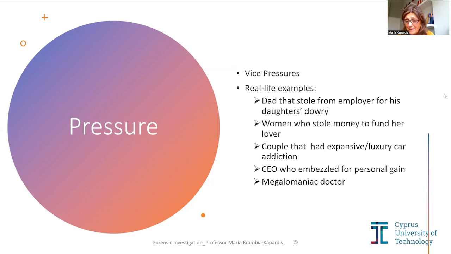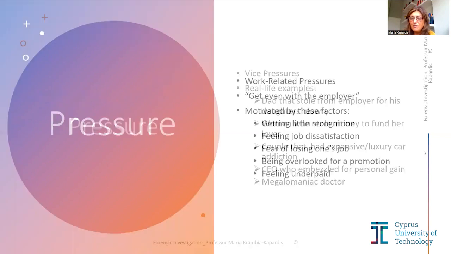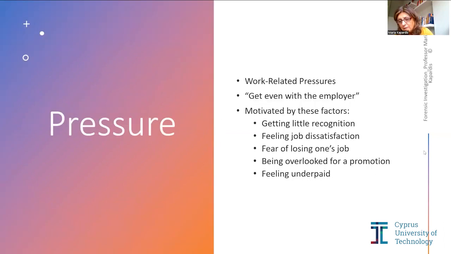A couple that had an expensive luxury car addiction. They just wanted to drive to work every day with a different luxury car. So one day they would drive to work with a Ferrari, the next day with a Lamborghini and Maserati, and so forth. The CEO who embezzled for personal gain, or a megalomaniac doctor. So these are all examples of major fraud cases that I've looked at both in Australia and in Cyprus.